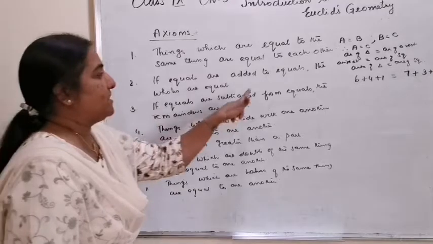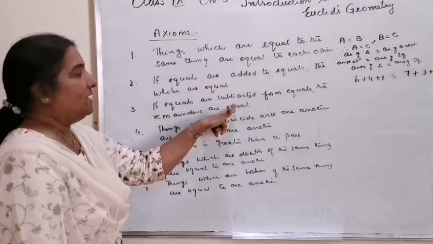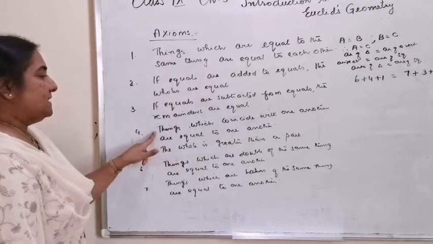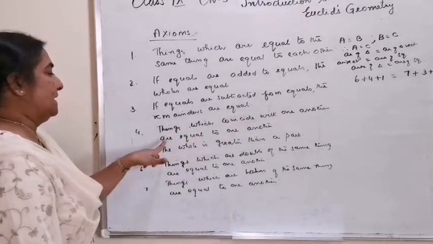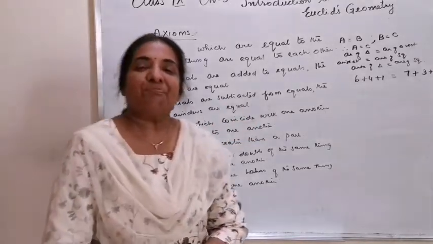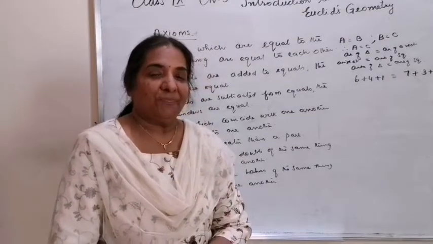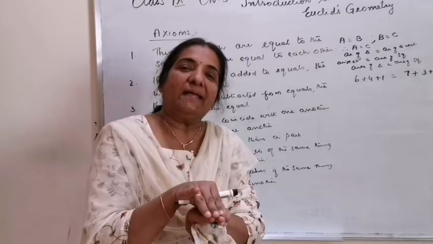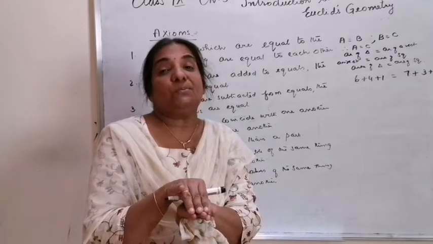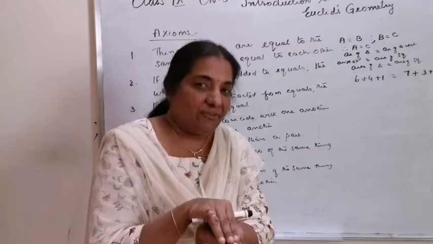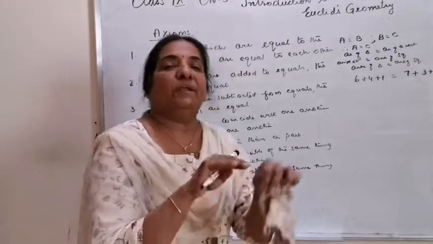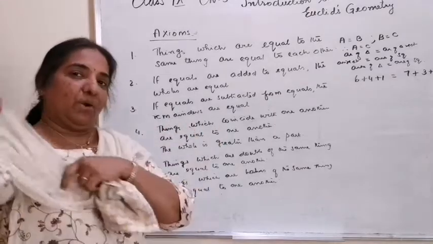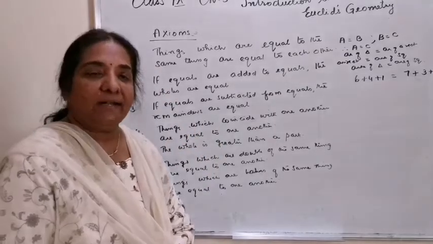If equals are subtracted from equals, the remainders are equal. If equals are added to equals, the wholes are equal. The next: things which coincide with one another are equal to one another. You can take this in congruence. How can you prove two triangles are congruent? When you superimpose one triangle on the other, all parts of one triangle exactly coincide. Then we say that the triangles are congruent. So this is the axiom under consideration. That is, things which coincide with one another are equal to one another.